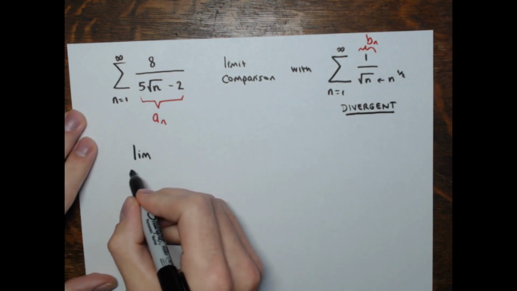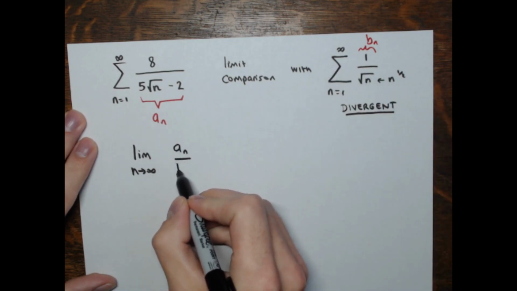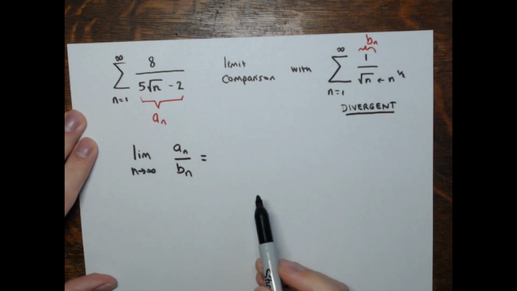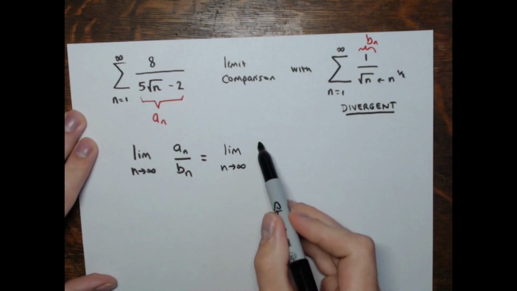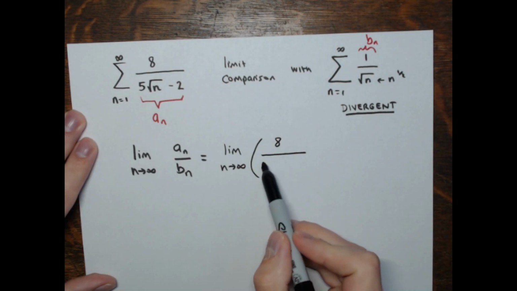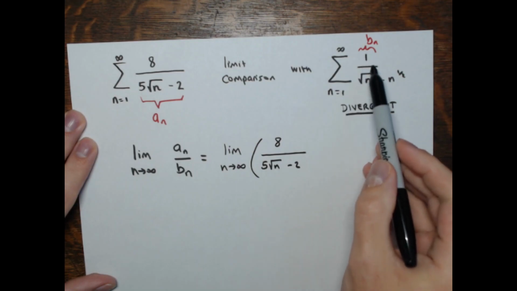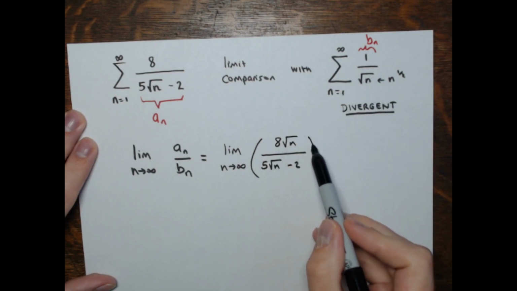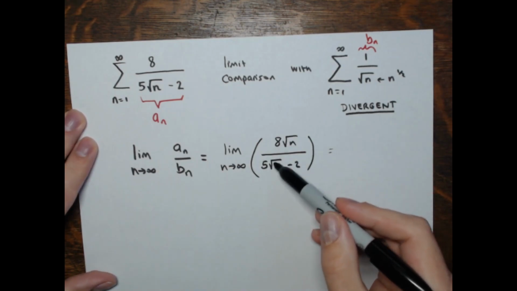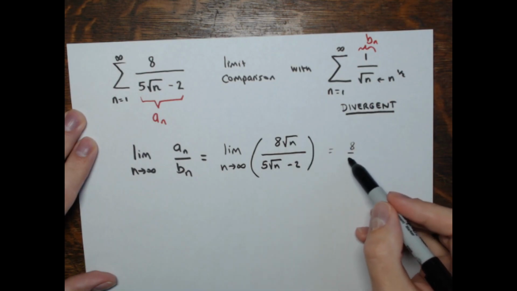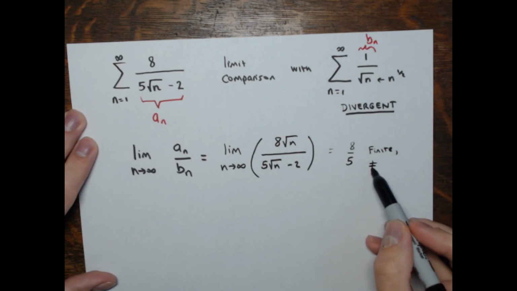Limit comparison is taking the limit as n approaches infinity of the ratio of these terms, a sub n over b sub n. This would be the limit as n goes to infinity of 8 over 5 root n minus 2, divided by 1 over the square root of n, which would be times the square root of n. You put the square root of n in the numerator here. And you can see as n goes to infinity, this would be going to 8/5. These lead terms are the same power, which once again, we saw an example like this earlier. This is finite and not 0.